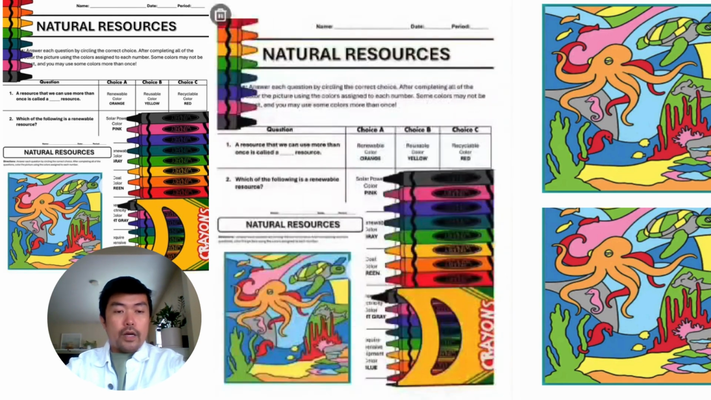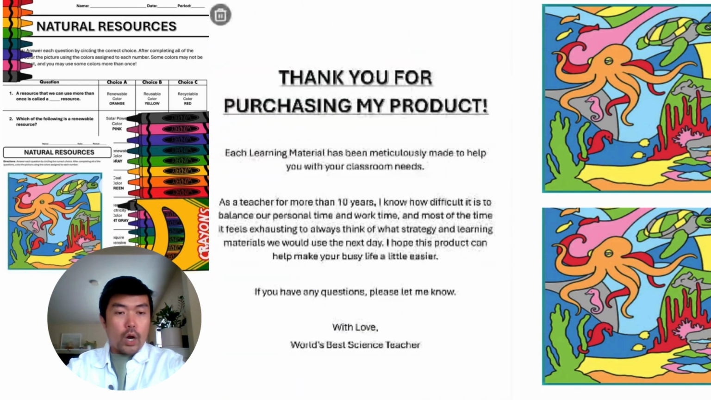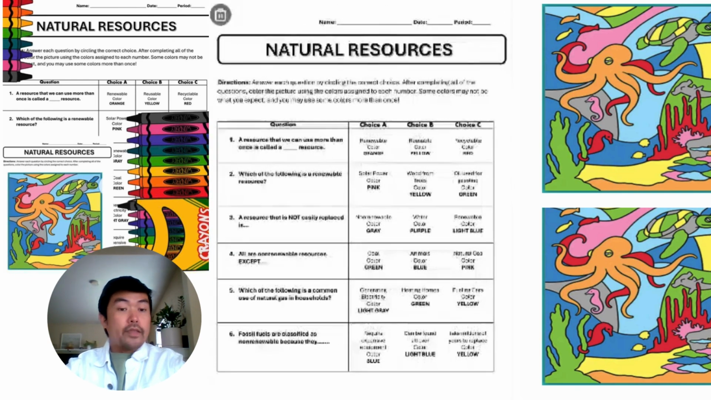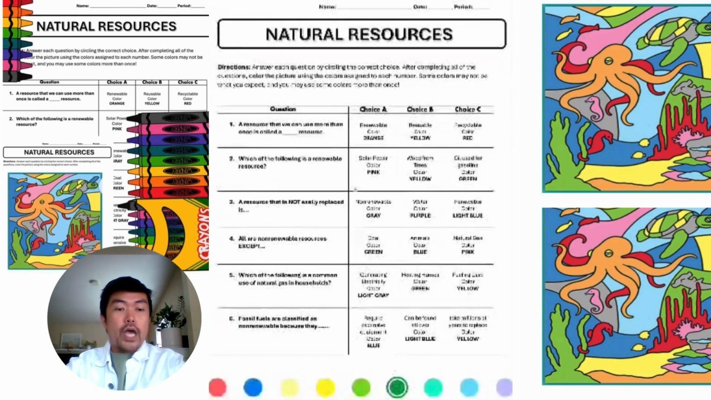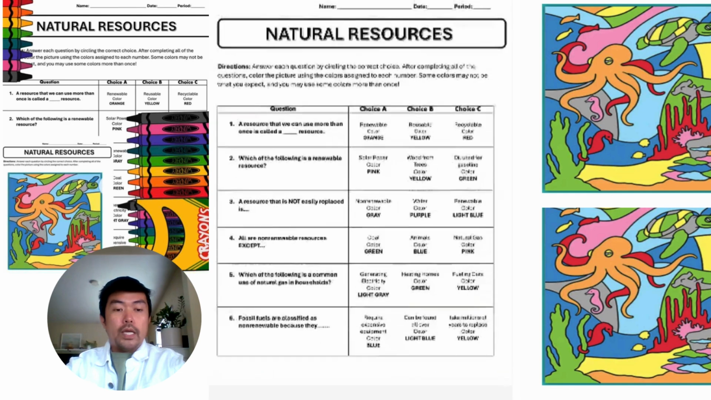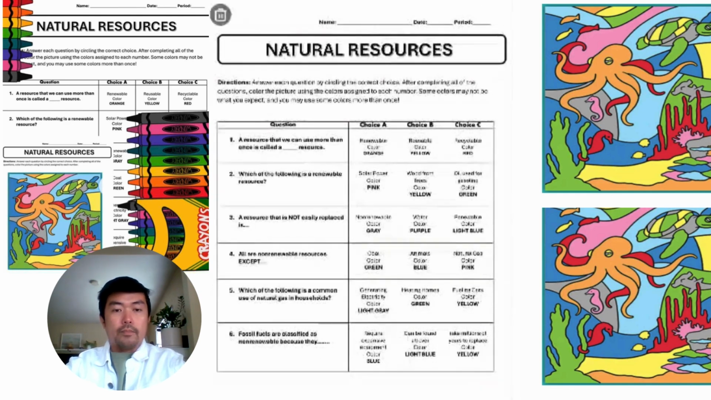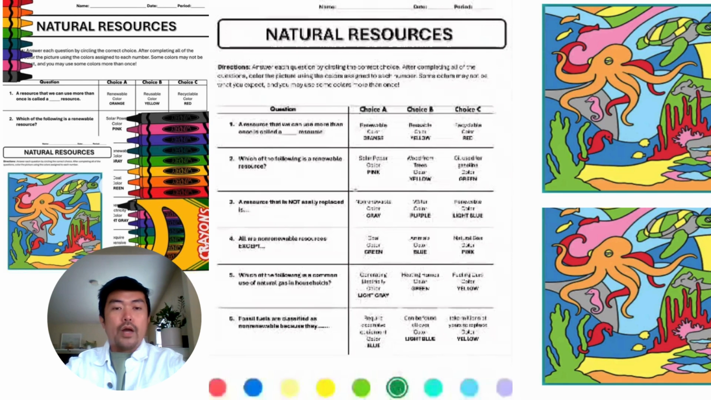finished product or the final outcome of their work. So you can check their answers if their answers are correct. At the same time, you can also check on how they properly color the drawing. So that's it for our activity entitled Natural Resources.